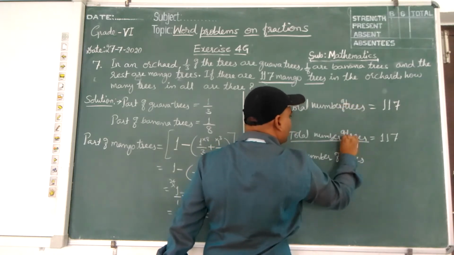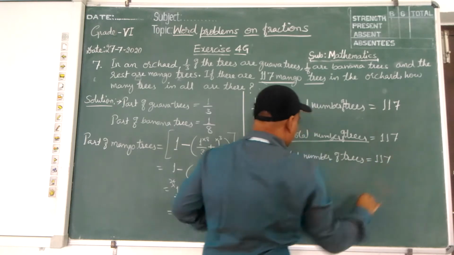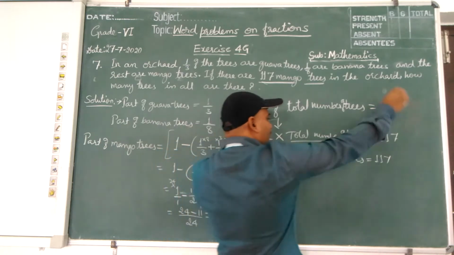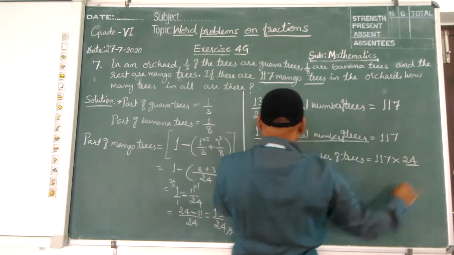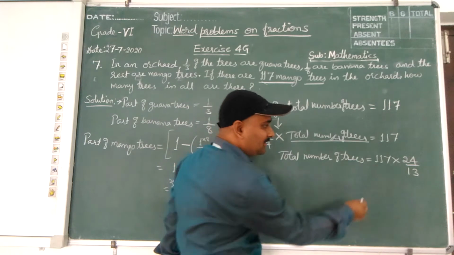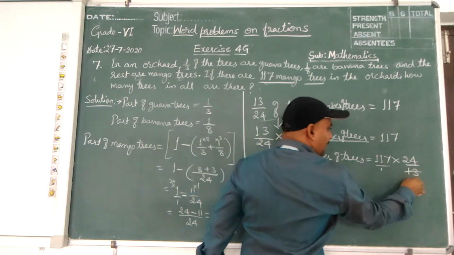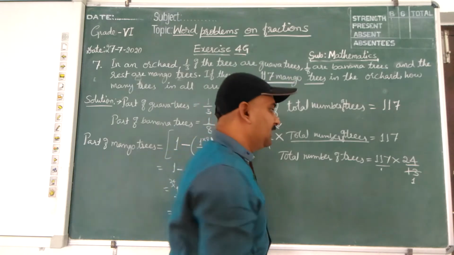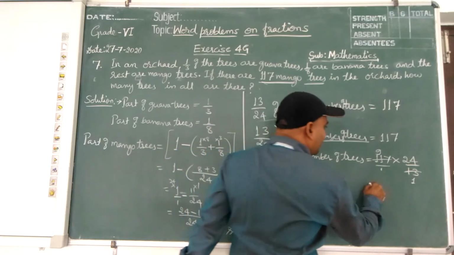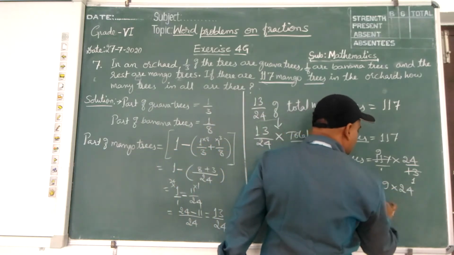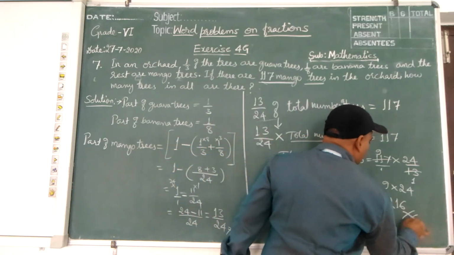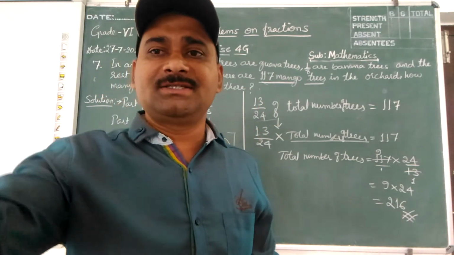Total number of trees equals 117, copied as it is. This left hand side part, 24 when I take to the right side will go to the numerator, and 13 when I take to the right side will come to the denominator. Cancel this: 13 ones are 13, 13 nines are 117. So multiply this 9 and 24. 24 nines are 216. So a total of 216 trees are there, children, in the orchard.